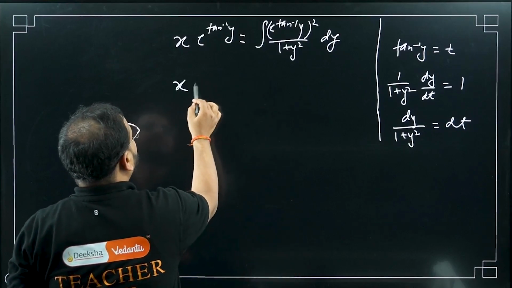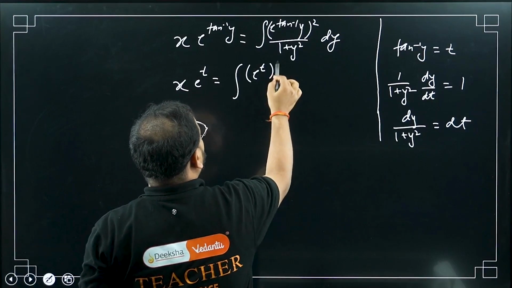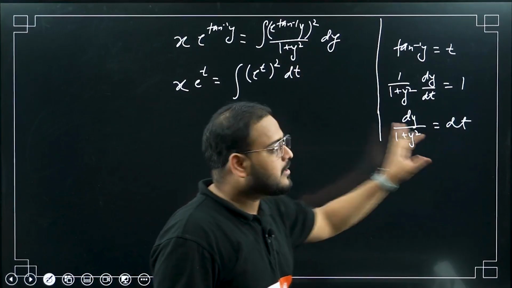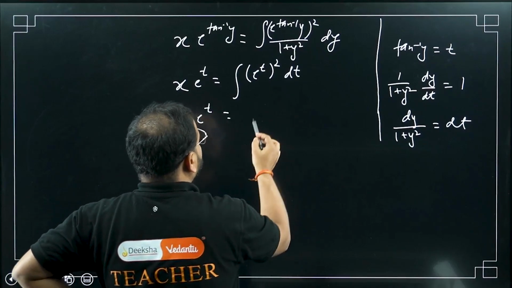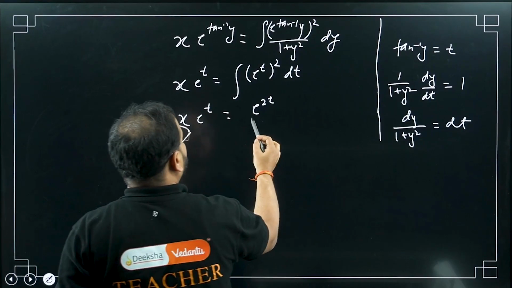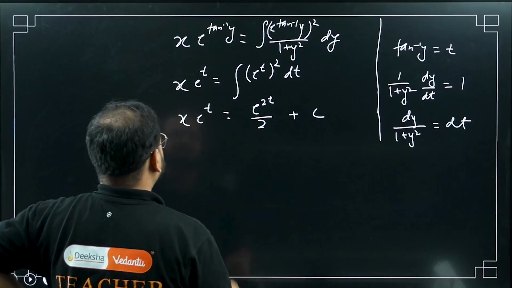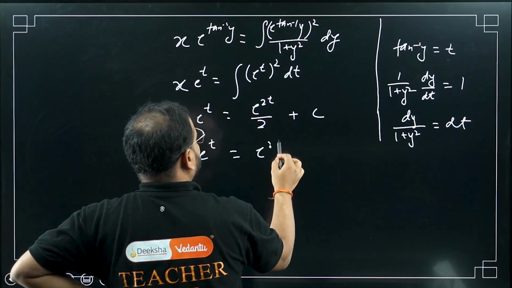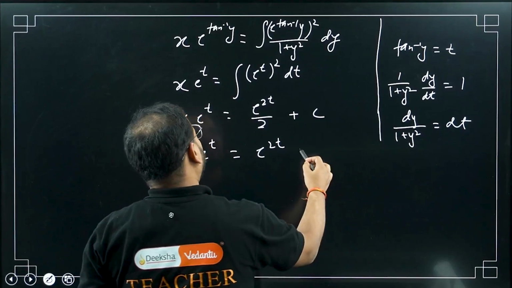It will become x times of e power t equals to the integral of e power t the whole square dt, because dy upon 1 plus y square is dt. Do this integration. So x e power t equals to e power 2t integration, which is e power 2t divided by 2, plus c. Bring this 2 over here: 2x e power t equals to e power 2t plus c. Multiplied with 2 will be another constant, I can write here simply as k.